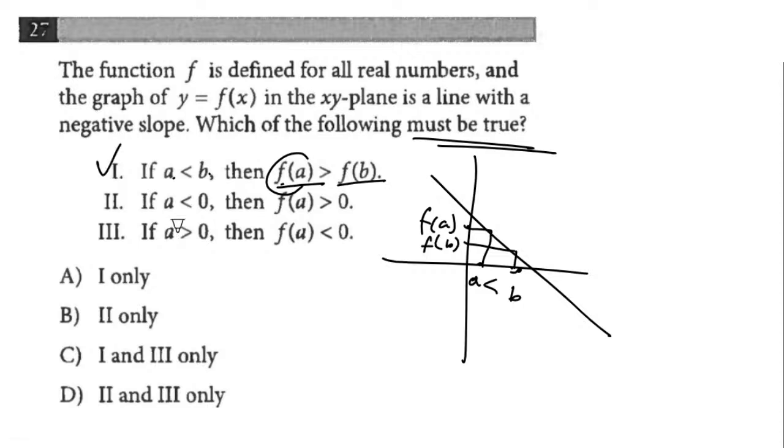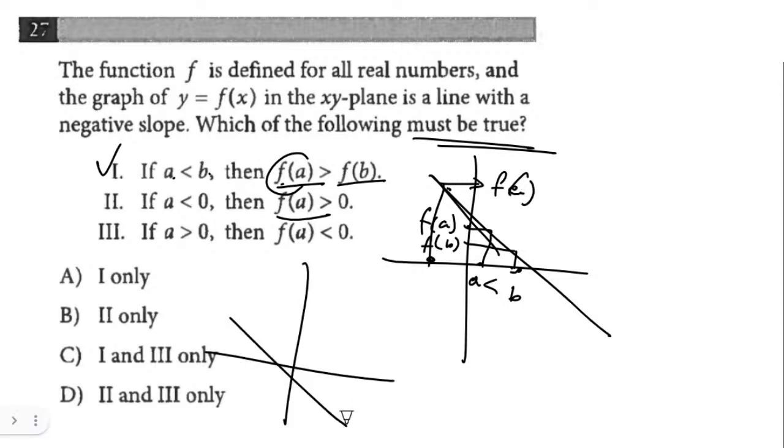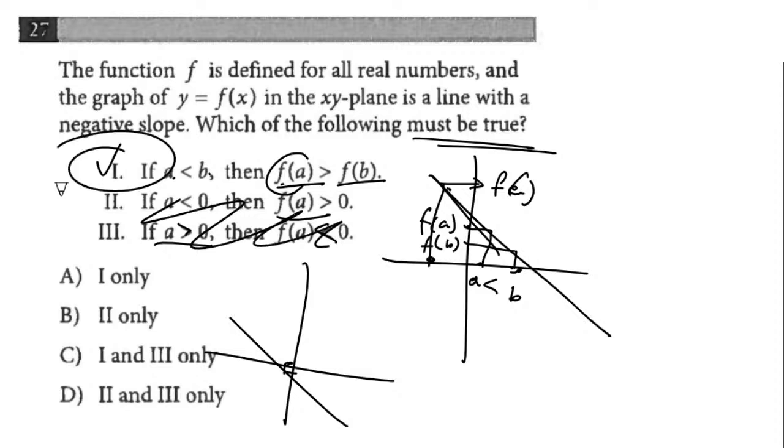Here, let's check the second one. If a is negative, then the function is positive. Actually, it's not necessarily so. In this particular case, we have something like that. It's positive, but we can have this kind of function too. So we have negative a, and our function is also negative. The same here. It's positive, value is negative. It's not about that. So the only one that is true is A.